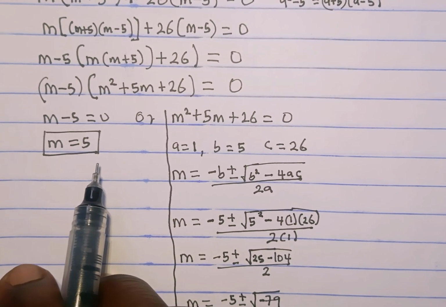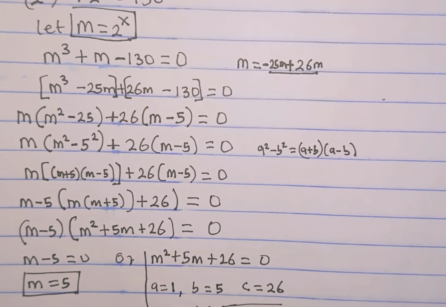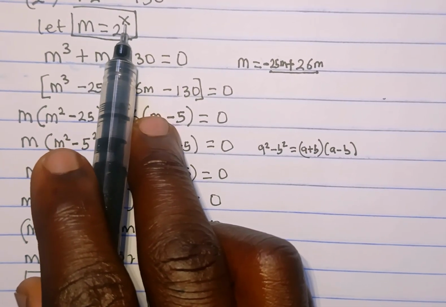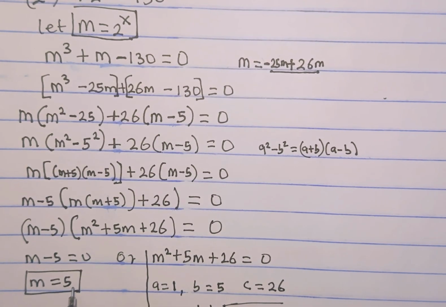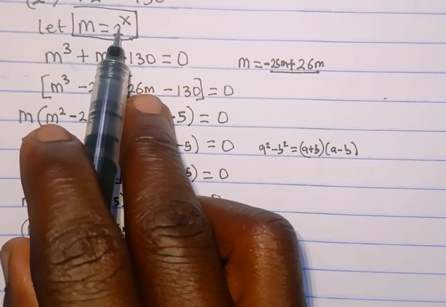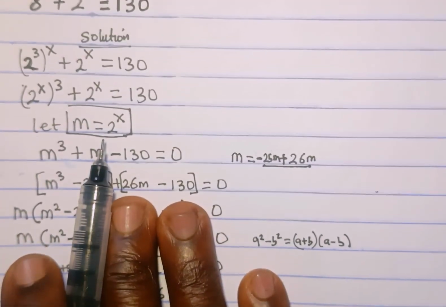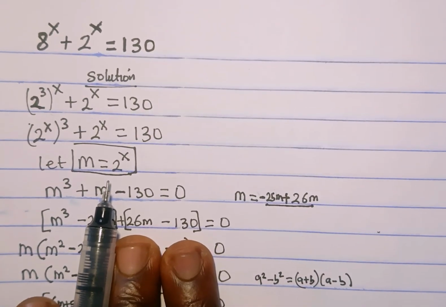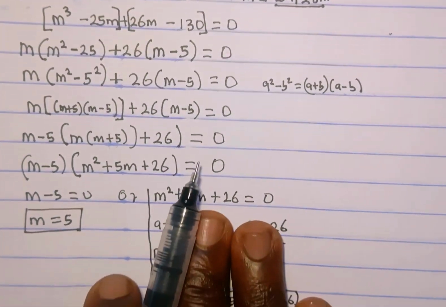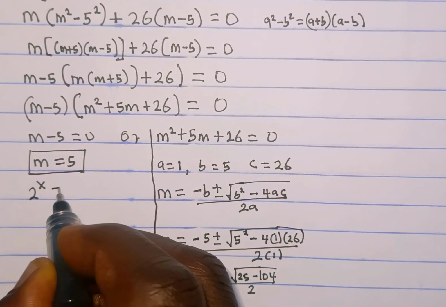To do that, recall that we let m be equal to 2 raised to the power of x. From here, as you can see, m is equal to 2 raised to the power of x. So this is the right time to replace it back. Anywhere we see m, we are going to replace it with 2 to the power of x, because initially we are asked to solve for the value of x, not m. We just let 2 to the power of x be m for convenience. So in place of m now, we are going to have 2 to the power of x, which is equal to 5.